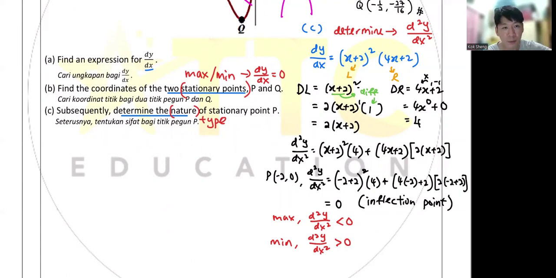Okay. Any other question? Type of stationary point. Okay, no. Yeah, we can go for one short integration, a short one.